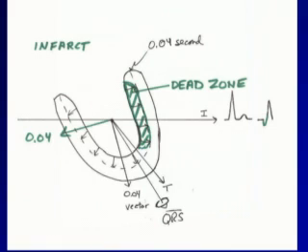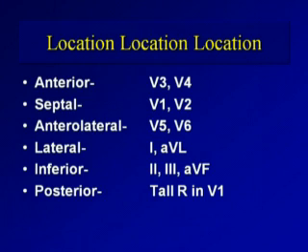A pathological Q is at least 1 box wide and at least 25% the size of the subsequent R wave. It's normal to have Q waves in some leads on the ECG. For example, AVR. Remember, everything's happening and running away from AVR, so it may have a Q. Very small Qs may be present in V5 and V6 and in AVL, and that's perfectly normal. But they won't be 1 box wide and they won't be 25% the size of the subsequent R wave.